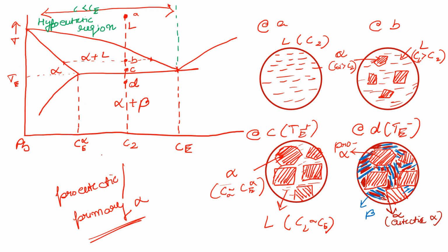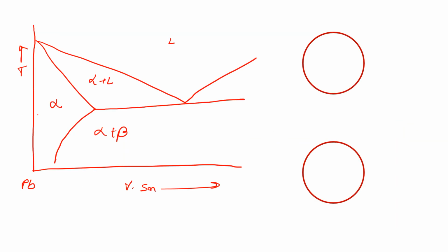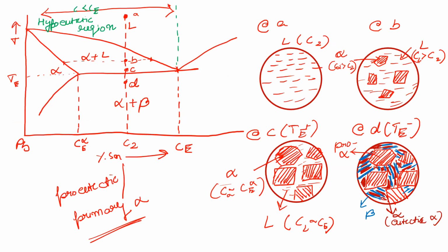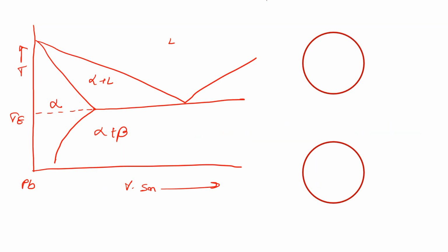So this is the percentage of tin, by the way. So this is my TE. So what if I take a composition C3, which is equal to my eutectic composition CE. Okay. So at point A and point B, because we don't cross any phase field, we just need two points to explain the whole cooling process.